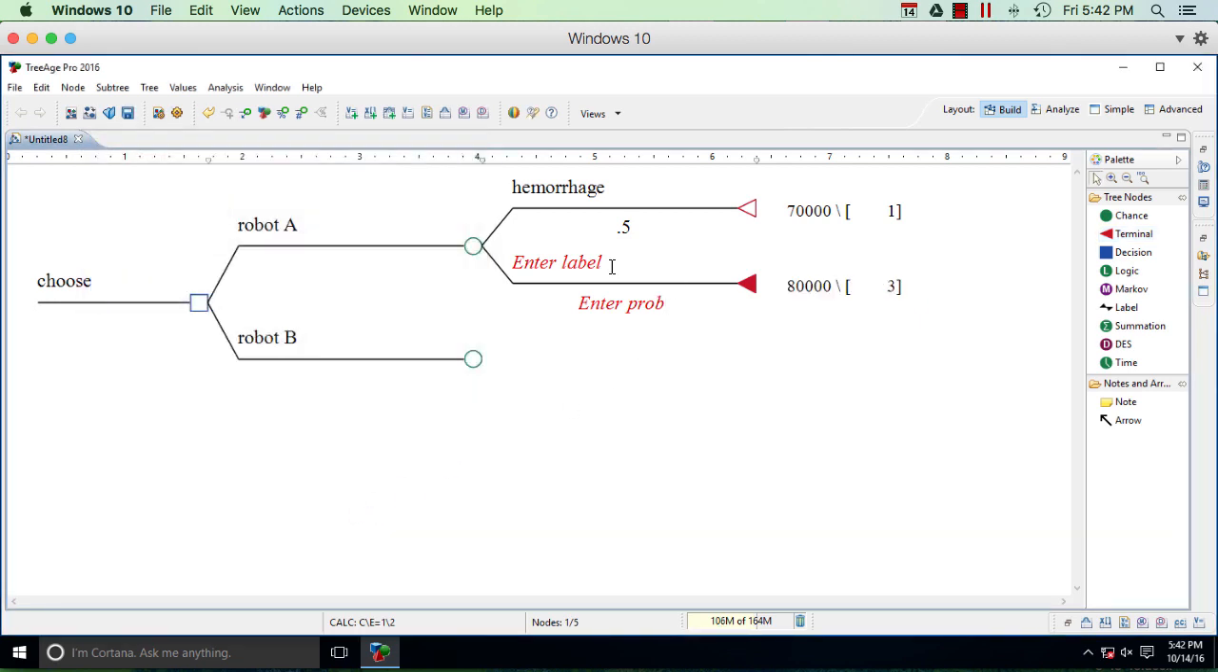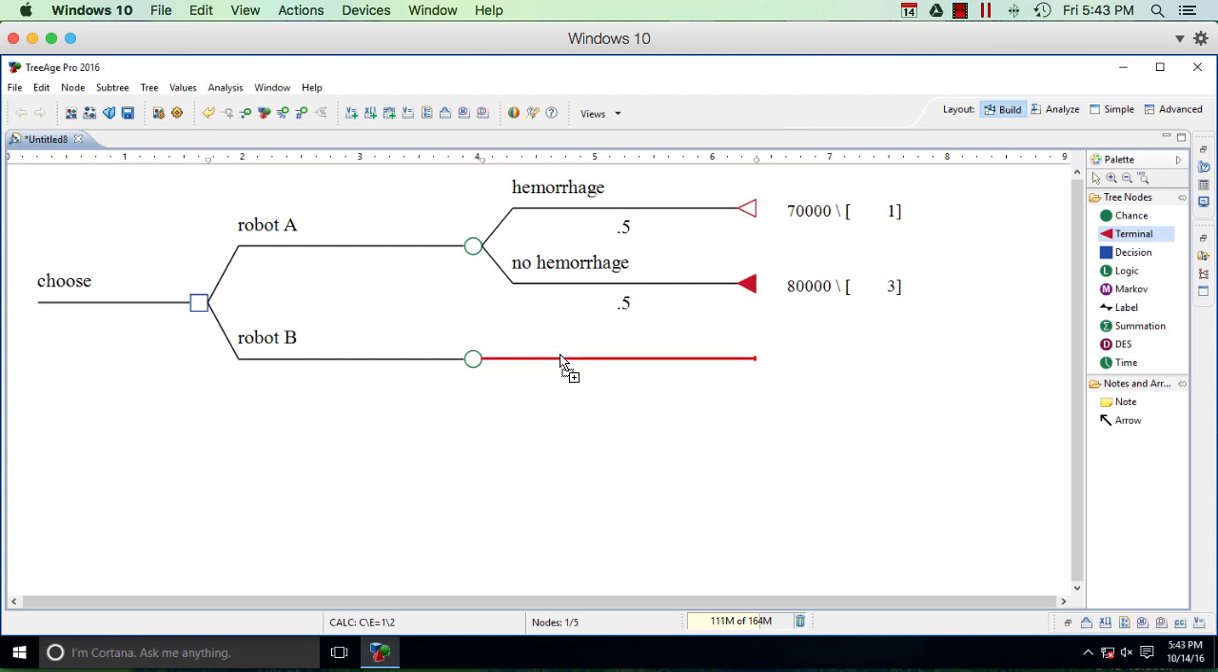And what's this other one? Well, this other one is no hemorrhage. You can see me go label it as no hemorrhage here. The probabilities coming off of a chance node, coming off of a green circle, have to sum to 1. So if hemorrhage happens 50% of the time, then no hemorrhage happens 50% of the time. Half the time there's a hemorrhage, half the time there's no hemorrhage.